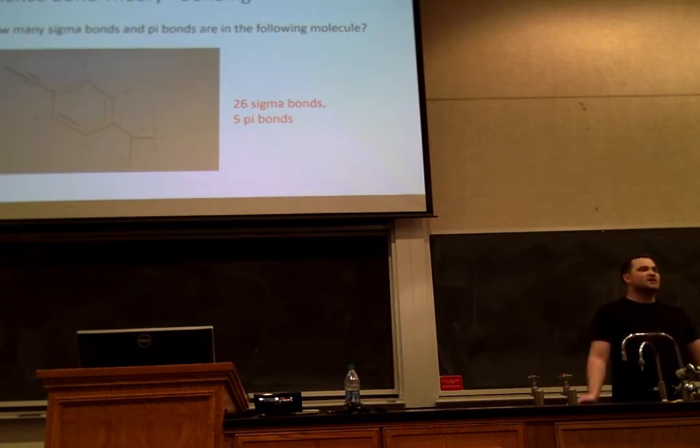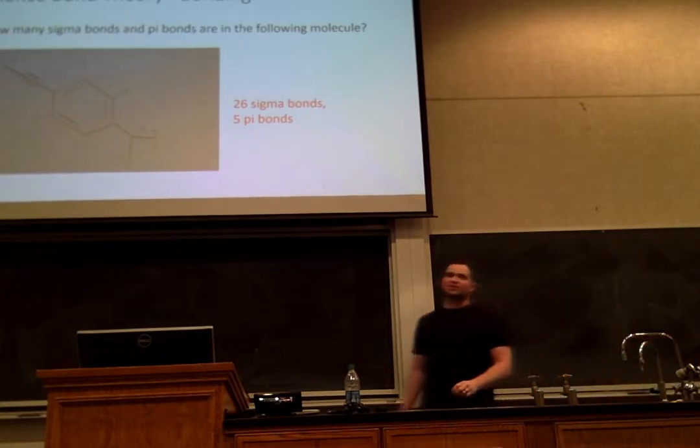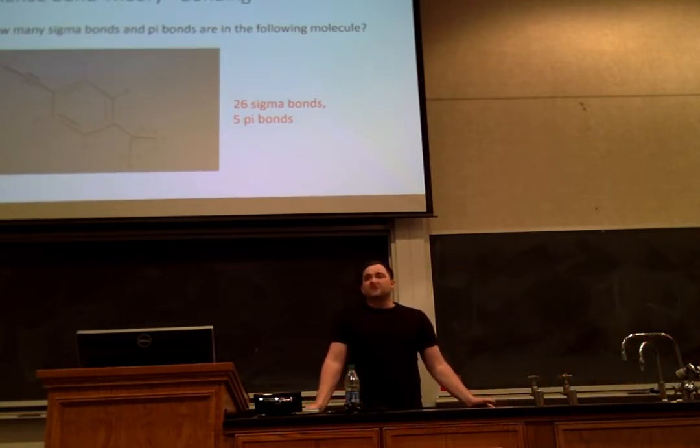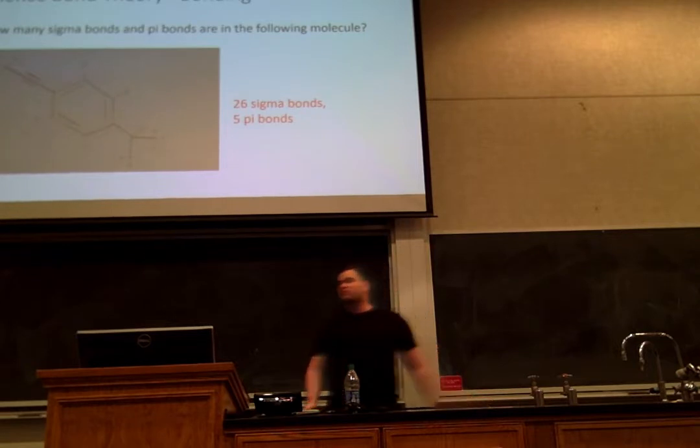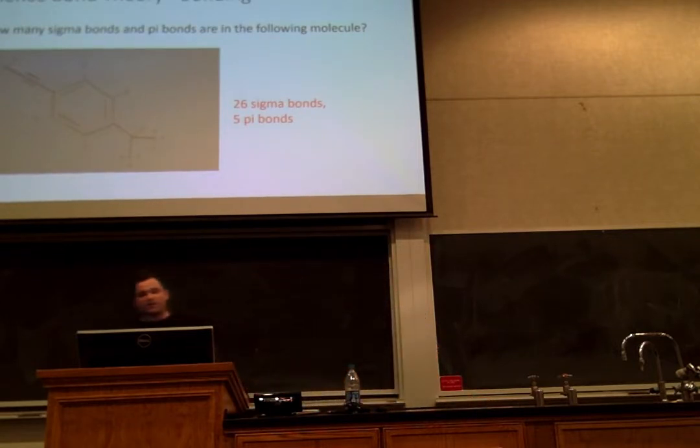That's likely why you got less than the 26 sigma bonds that there are. So please write that down if you got that wrong. Remember that there are implicit hydrogens, which are all single bonds, so there are sigma bonds there.